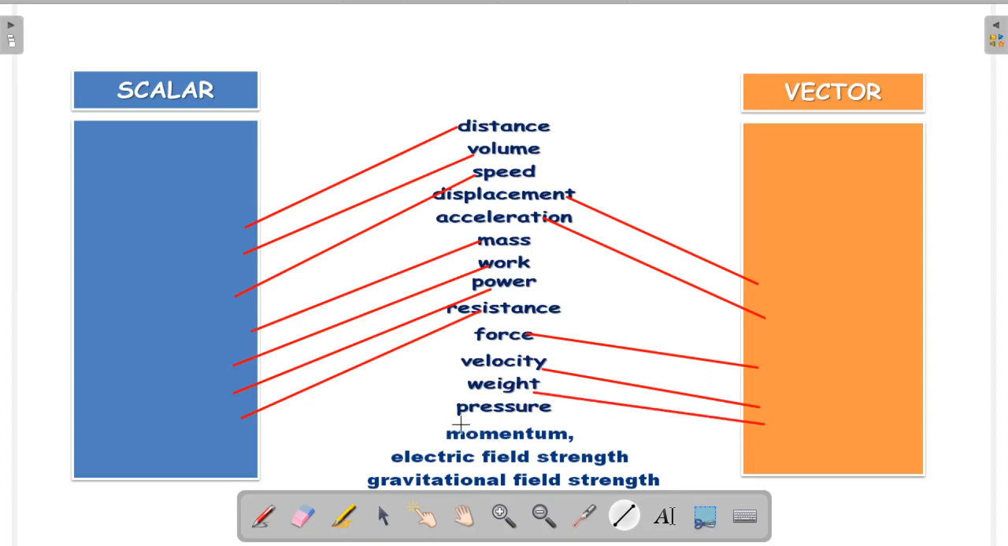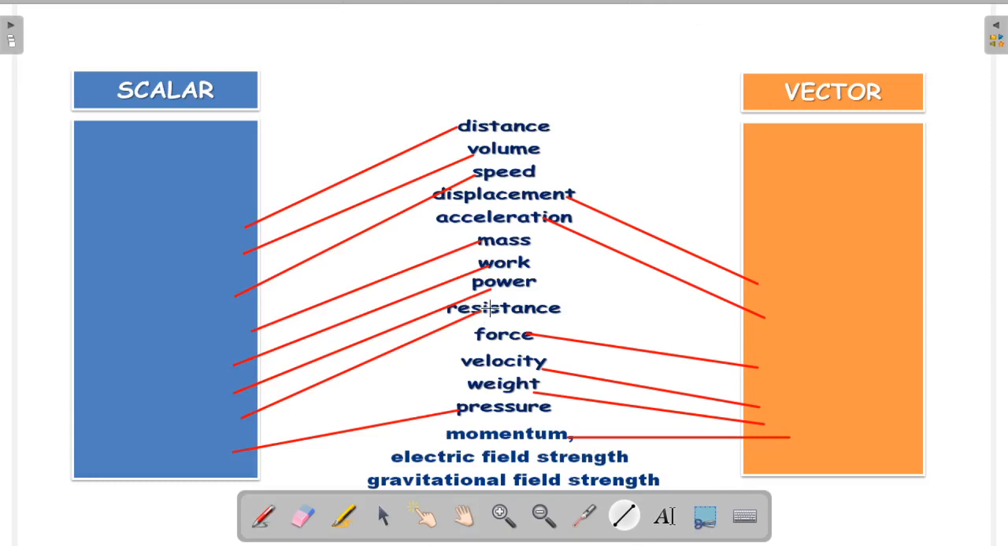Weight is the attraction of Earth, which always indicates down. For this reason, weight is one kind of force, and it is a vector quantity. Pressure is the amount of force per unit area. So it only indicates magnitude, and it is a scalar quantity. Momentum is mass multiplied by velocity. Velocity is a vector quantity, so momentum is a vector quantity.